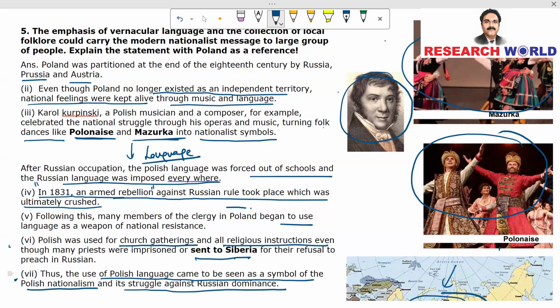Finally, the conclusion is use of Polish language came to be seen as a symbol of Polish nationalism and its struggle against Russian dominance. So these are the 7 points that you should include, or through these 7 points you can cover the whole idea of vernacular language and local folklore with respect to Poland as an example. Hope it's clear to you.